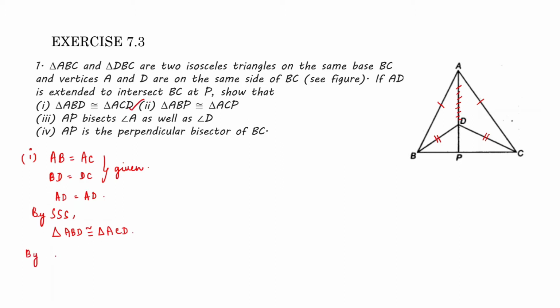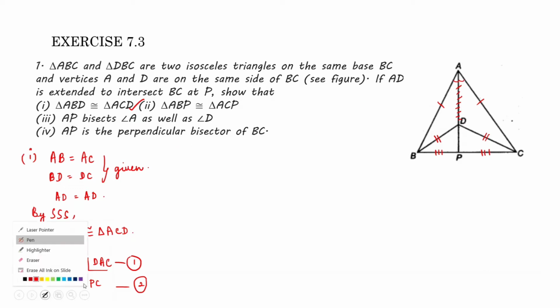Since these two triangles are congruent, by corresponding parts of congruent triangles, we could say that angle BAD is equal to angle DAC, which will be the first equation, and side BP is equal to side PC, that is the second equation. So side BP is equal to side PC by CPCT, and angle BAD is equal to angle DAC.